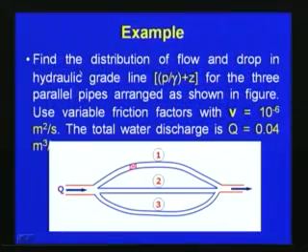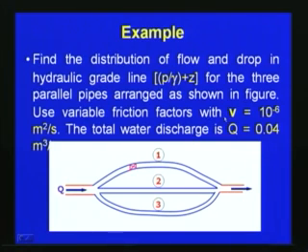So, here as a demonstration, a problem is solved. The problem is there are 3 pipes in parallel and the total discharge is known. Find the distribution of flow and drop in hydraulic grade line, P by gamma plus Z, for the 3 parallel pipes arranged as shown in the figure.